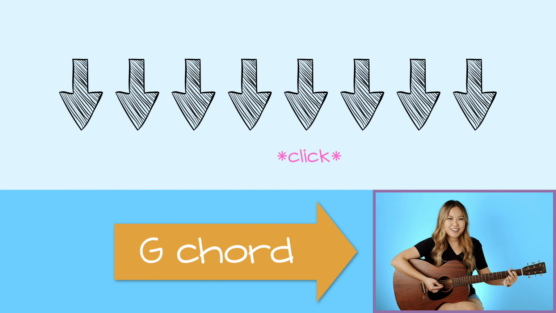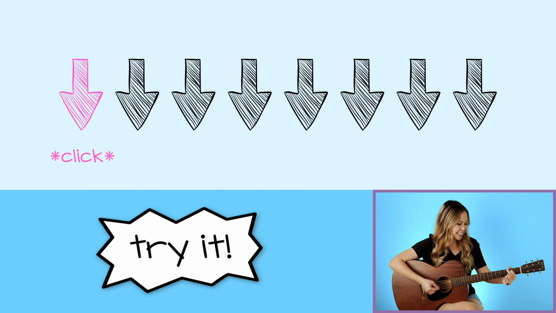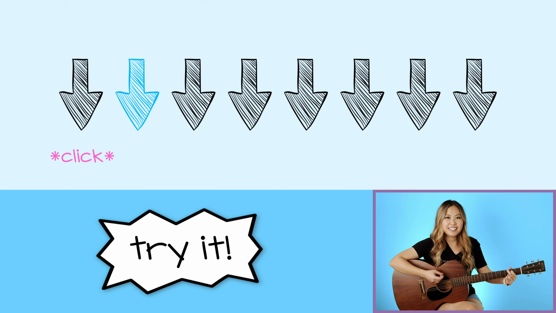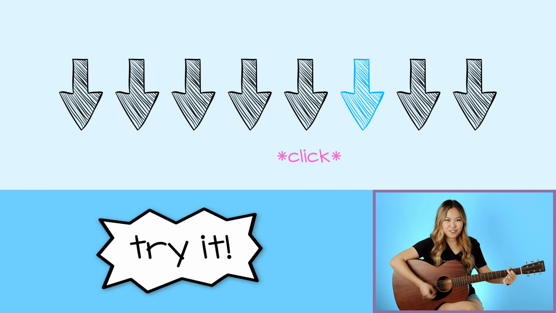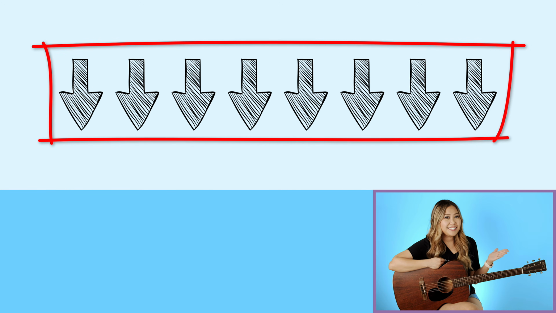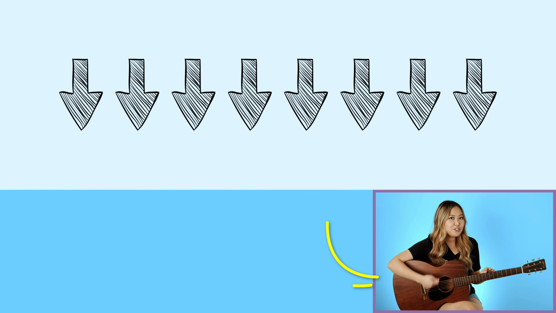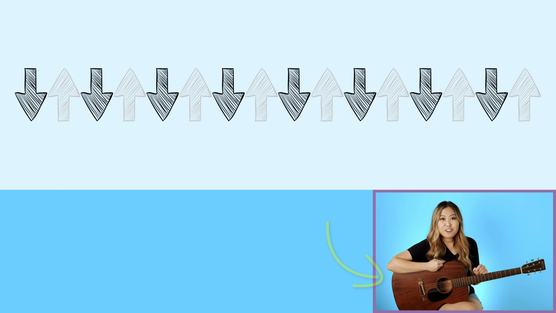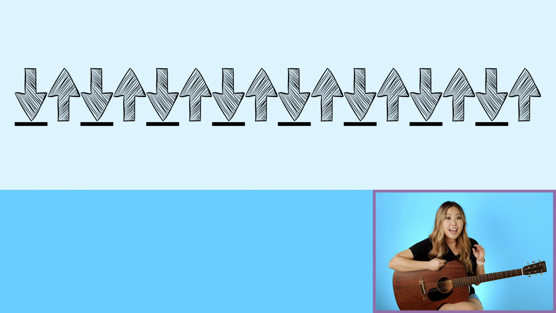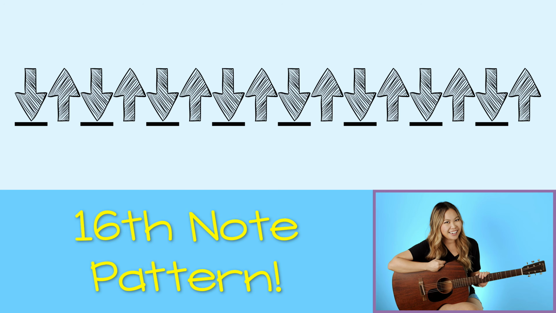Let's try it again, and this time really listen for that metronome click. 1, 2, ready, go. Now notice how when we changed all of the strums to down strums, we had to move our strumming hand twice as fast to get all of those silent up strums. Now if we were to actually play all of those up strums in between the down strums, that's what would make up our 16th note pattern.